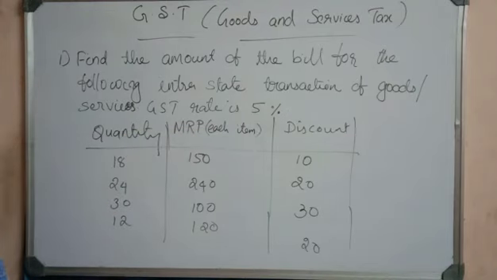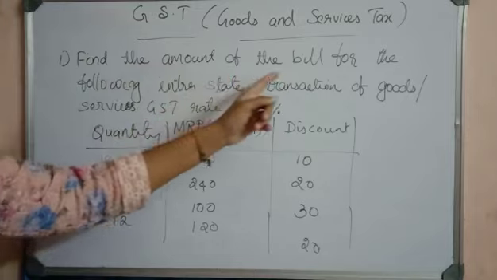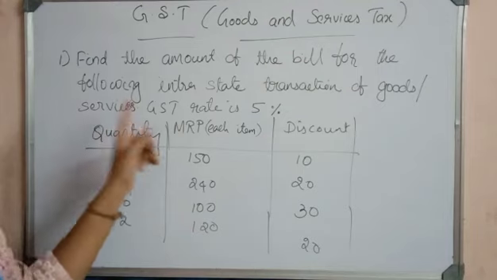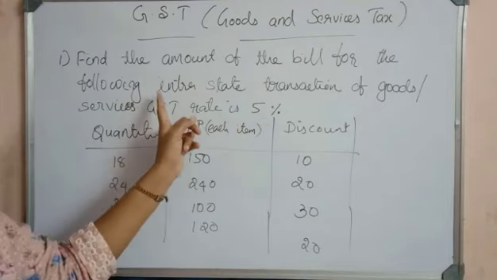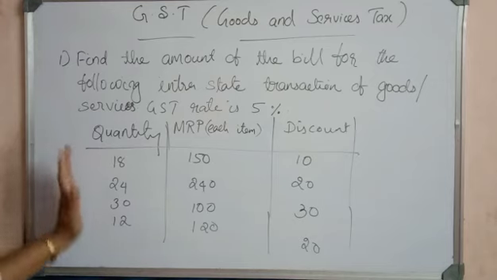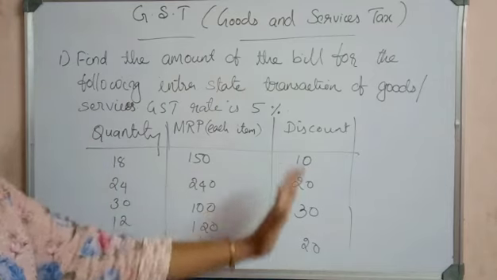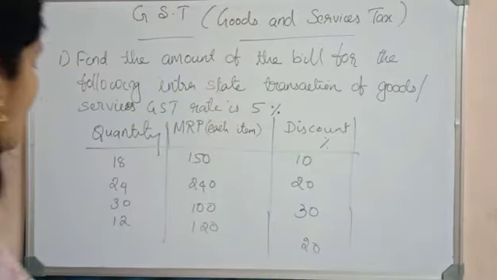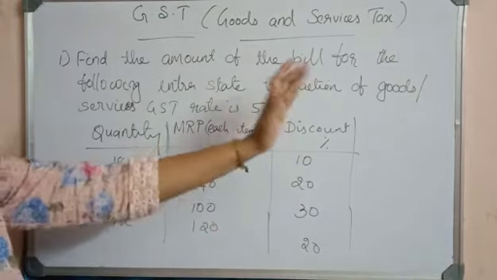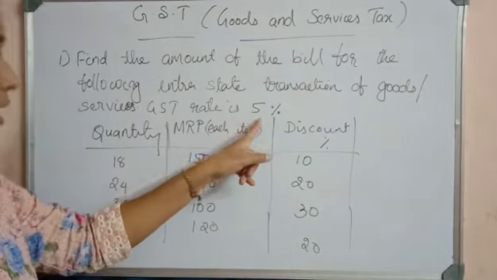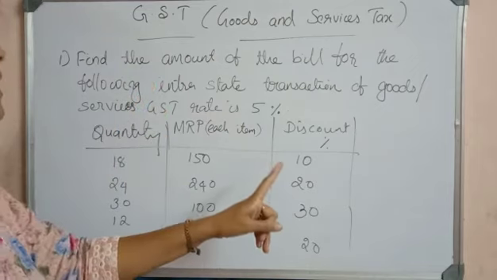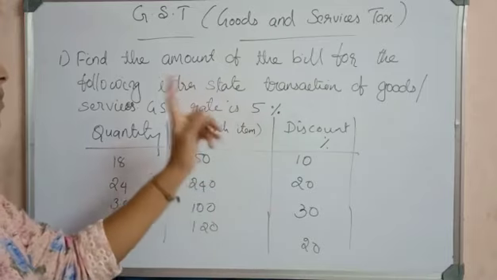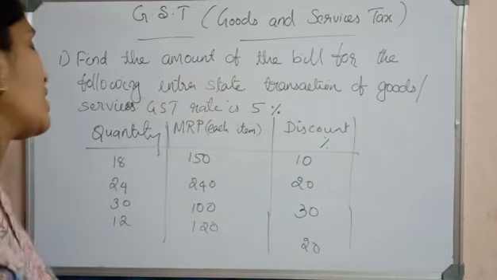Now this question is for you. You have to solve it and let me know the answer. Look at the question. Find the amount of the bill for the following intra-state transaction of goods or services. GST rate is 5%. This is taking place within the state, intra-state. And here the quantity, MRP of each item, and the discount percentage are given. You need to calculate the amount of the bill. Here the GST rate is 5% each. Therefore, CGST will be 2.5% as well as SGST will be 2.5%. Here CGST and SGST are applicable since the intra-state transaction is taking place.